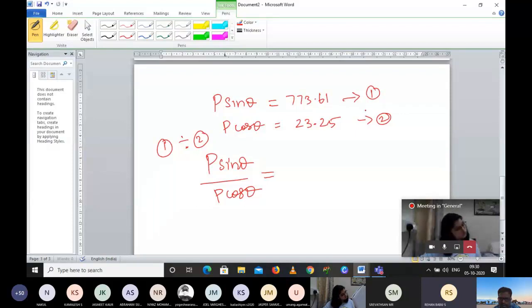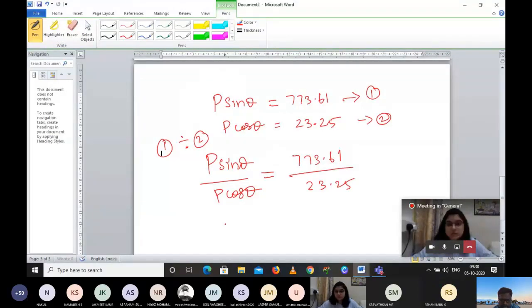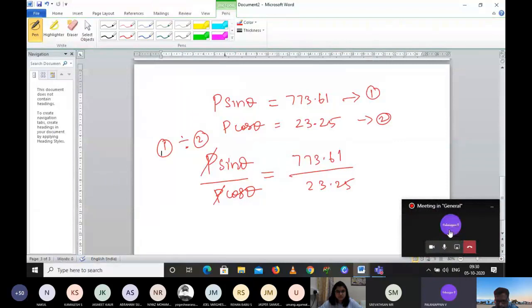Okay. So simply I am giving this equation. Don't confuse with the previous one. To solve this, you will get 773.61 divided by 23.25. And so anyway, P is what? Sir, I got P as 770.148.